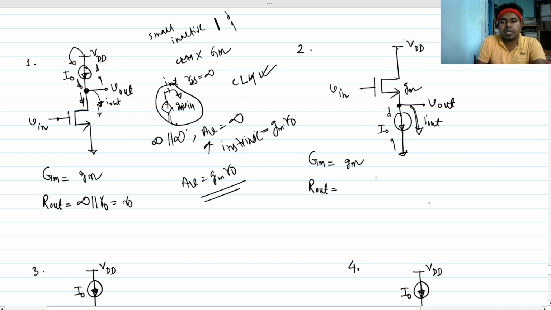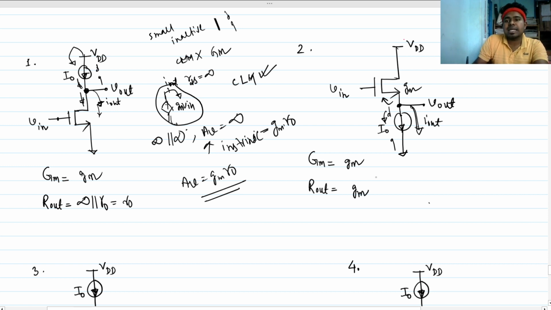But what will be the R out here? R out will be nothing but the impedance looking up here in parallel with the impedance looking up here. We know that the looking-in impedance from the source of a MOSFET is nothing but 1/gm.